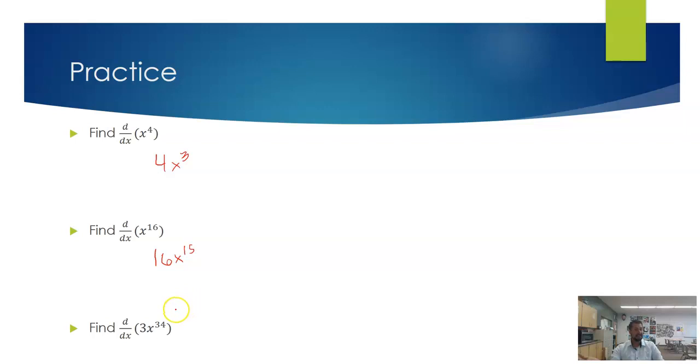Really, really easy. If there's a number out in front, sometimes people say, well, wait, there's a number out in front, do I treat that differently? Basically what happens if there's a number out in front is when we bring the number down, because there's already a number there, we just multiply those numbers together. So 34 times 3 is 102x to the 33rd.